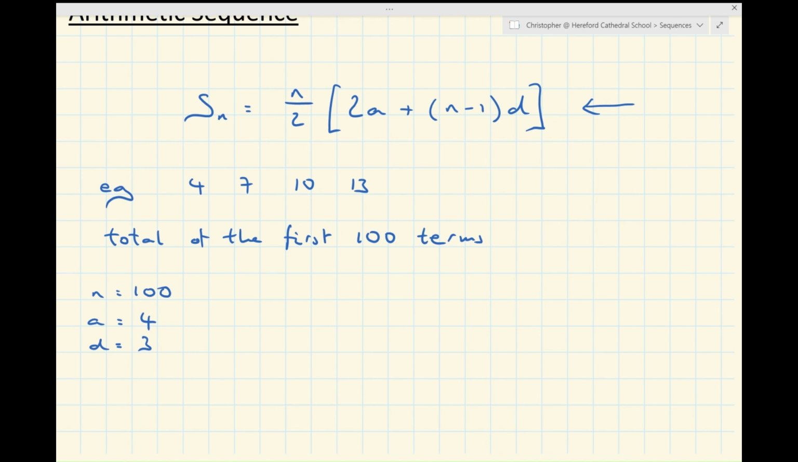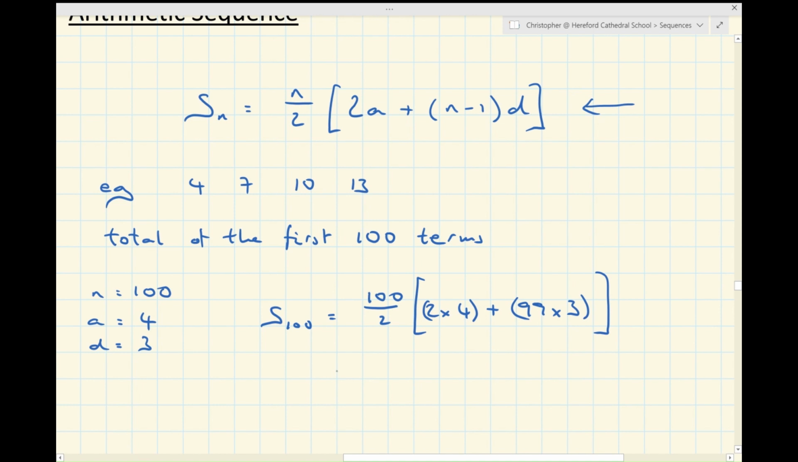So our formula is that the sum of the first 100 terms will be n over 2, that's 100 over 2, multiplied by 2 times the first term, 2 times 4, plus n minus 1, well, 100 minus 1 is 99, times d, which is 3. So that is what we have to work out.